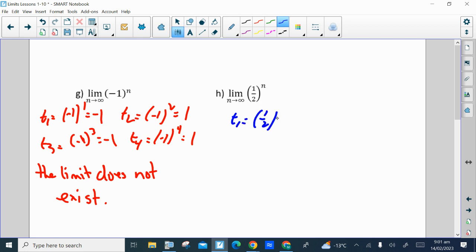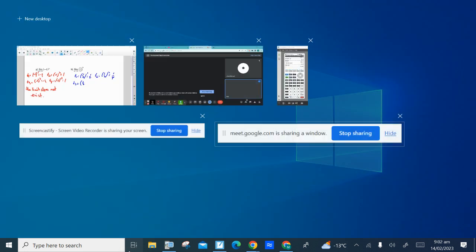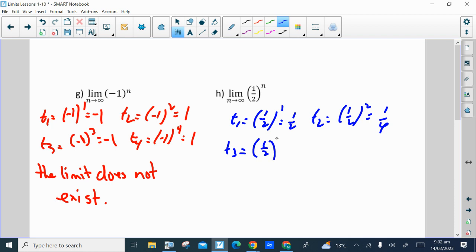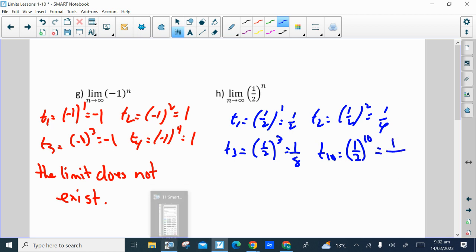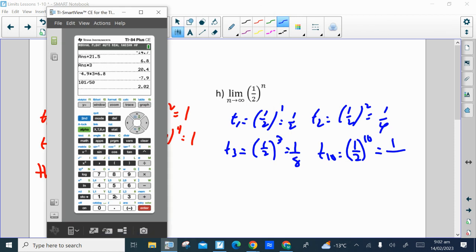The first term will be 1/2 to the power 1, which is a half. The second term, 1/2 all squared, is a quarter. The third term, 1/2 all cubed, is an eighth. So it appears that the values are getting closer and closer to 0. Let's find the 10th term. 1/2 to the power 10, I think, is 1 over, is that 1,024? 2 to the 10th? Yep.